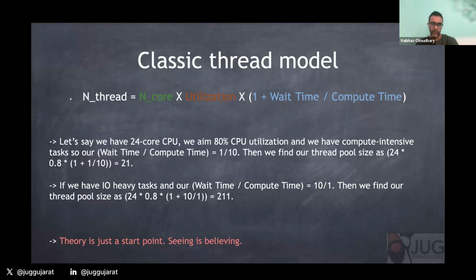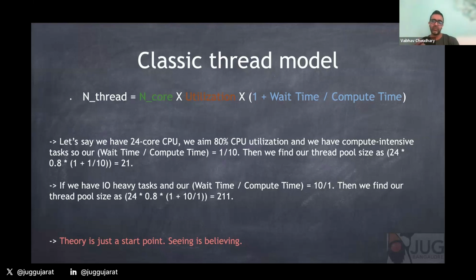So number of cores times utilization; say you are taking 80% utilization, that becomes 0.8. Then times (1 + waiting time / compute time). That's as simple as what you guys have explained, right? If the time is all compute, this value becomes 1 and wait time will be 0. So number of threads equals number of cores times utilization. If you have 10 cores, you just create 10 threads, or if I want to utilize less, maybe 8 threads or something like that.